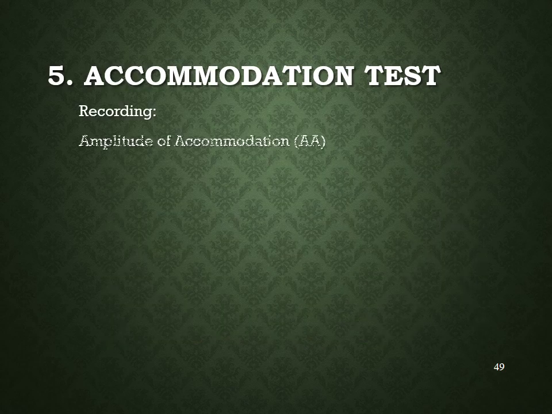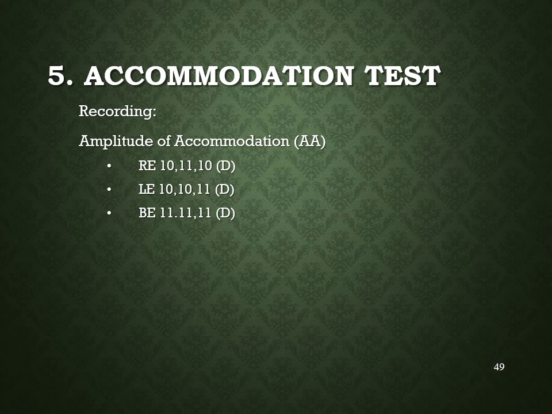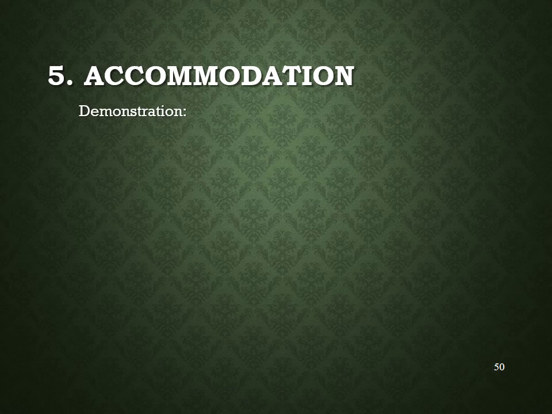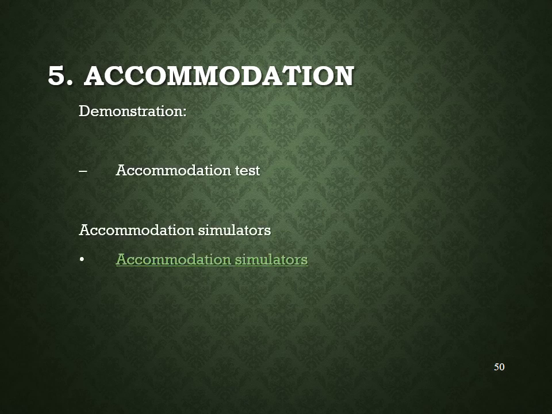This is the recording for the accommodation test, where we record the amplitude of accommodation, and for each eye you need to measure the accommodation 3 times. You can also record the accommodation test by writing the near point of accommodation. If you use the near point of accommodation, make sure that the unit is in centimeters. For the demonstration of the accommodation test, please refer to the iFolio. I have uploaded the video on how to do the accommodation test.